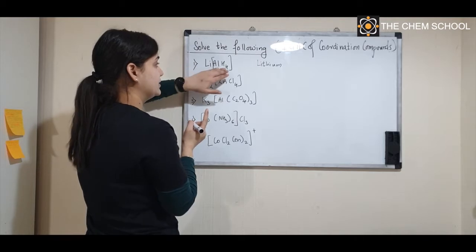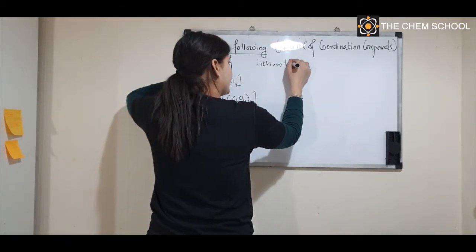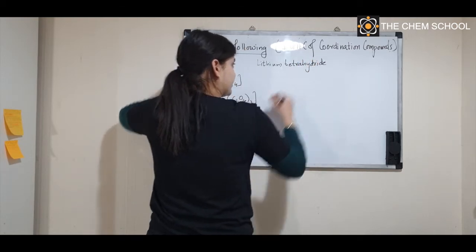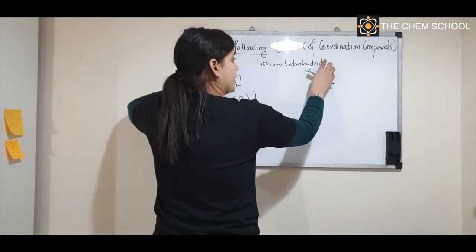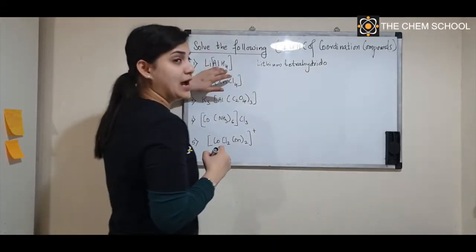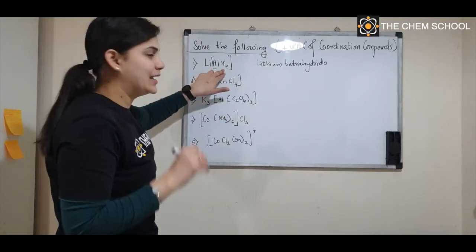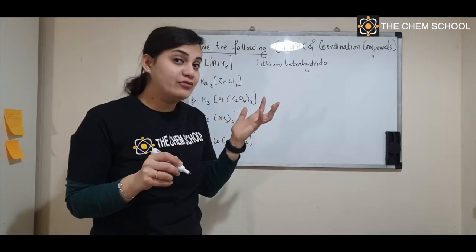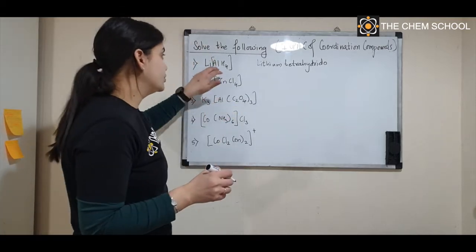Then the ligand is H minus, that is hydride. It is 4, so tetrahydride. For an anionic ligand, the E will be replaced by O. So tetrahydrido. Then you have aluminium. Now you should remember that if it is an anionic ligand, the metal name will end with ate. So aluminium will become aluminate. Just remember that.